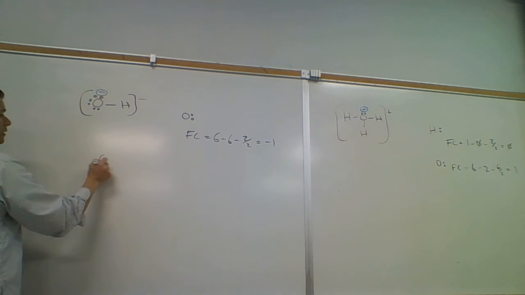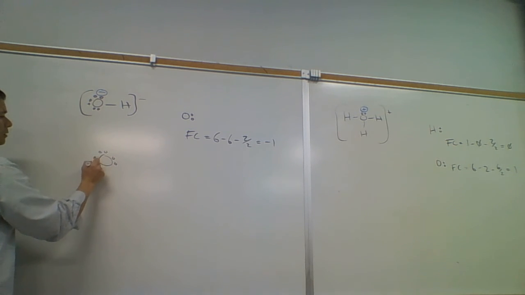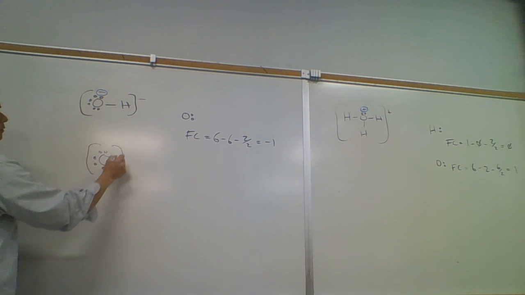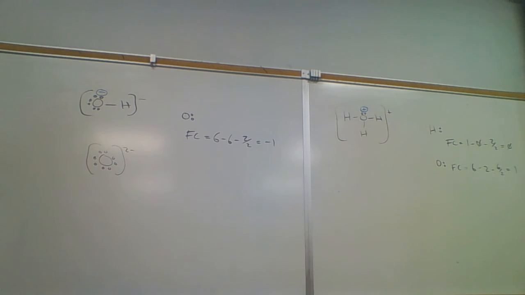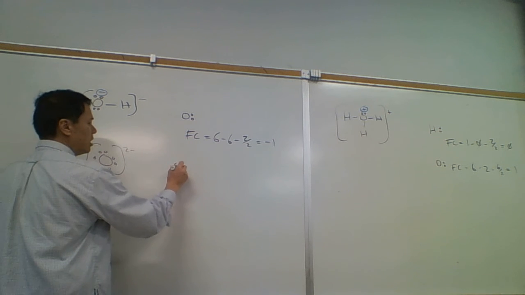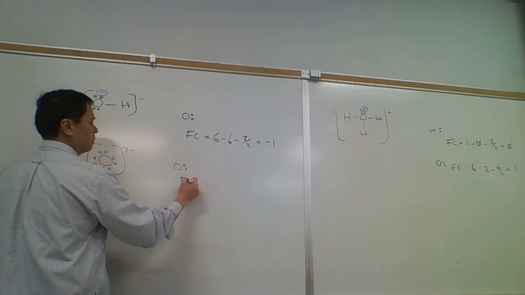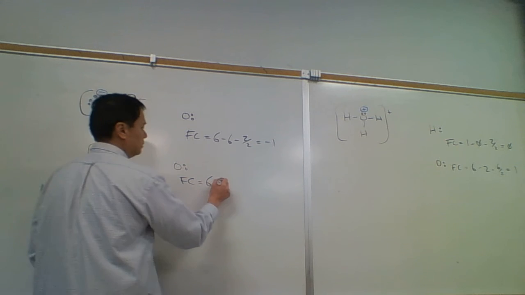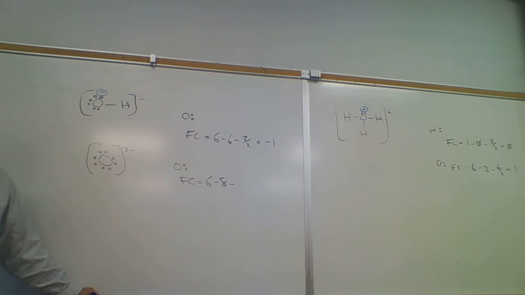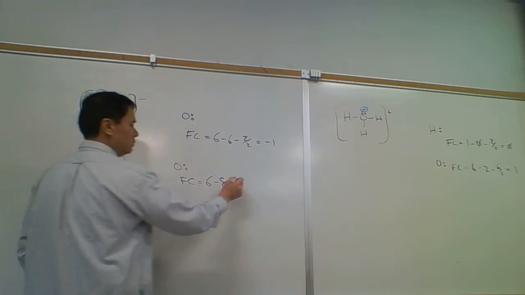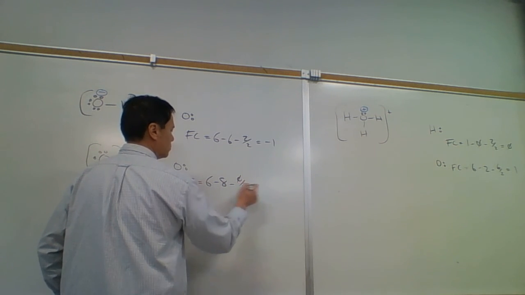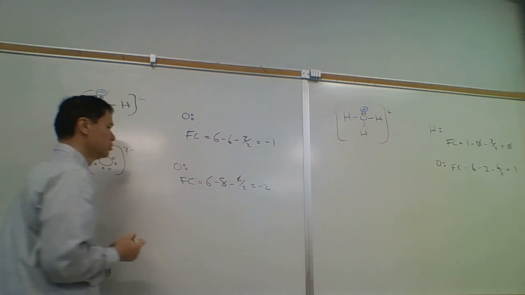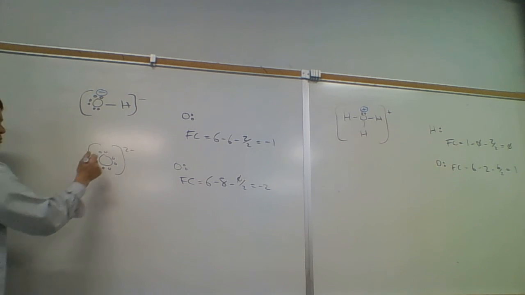This is hydroxide. What's this called? Oxide. And so let's look at the formal charge on oxygen here. 6 minus what? 8, minus 0 divided by 2, which is 0. So 6 minus 8 is negative 2. And so formal charges we circle, and it would be negative 2 circled like that.